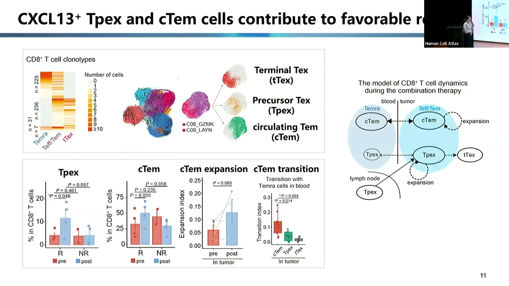And interestingly, they also showed strong TCR sharing with effector T cells in the blood, indicating that these cells could circulate between the tumor and the blood. So we named these cells circulating effector memory T cells, short for CTEMs.